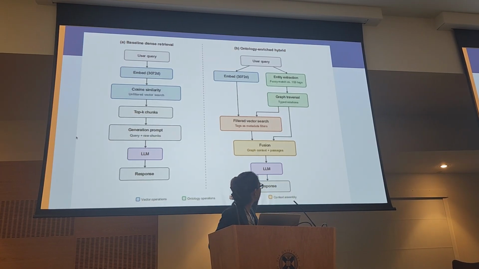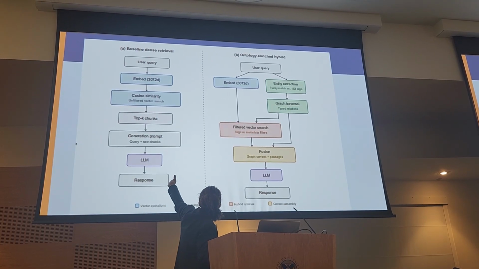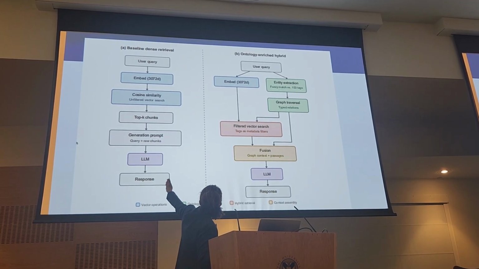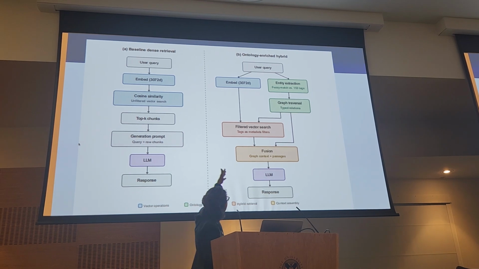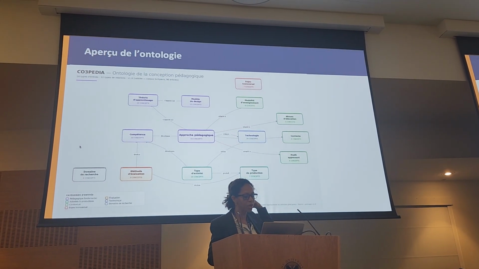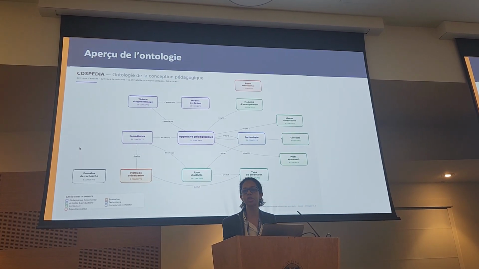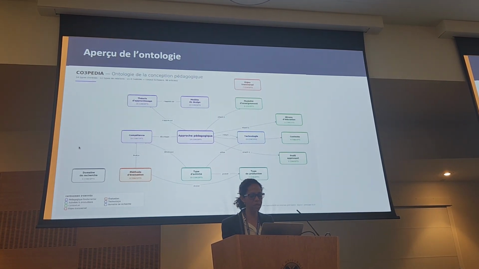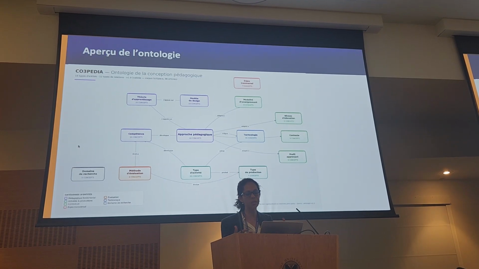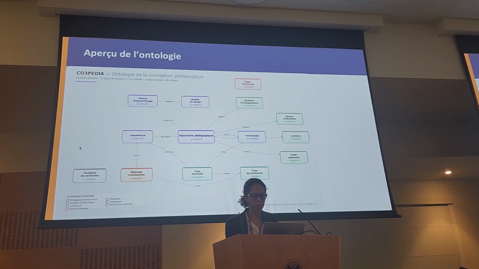So here quickly is the baseline architecture for the RAG, and the RAG ontology here. And this is the ontology. So we have 14 entity types, 12 relationship types, and 158 descriptors derived from the analysis of 110 scientific articles.